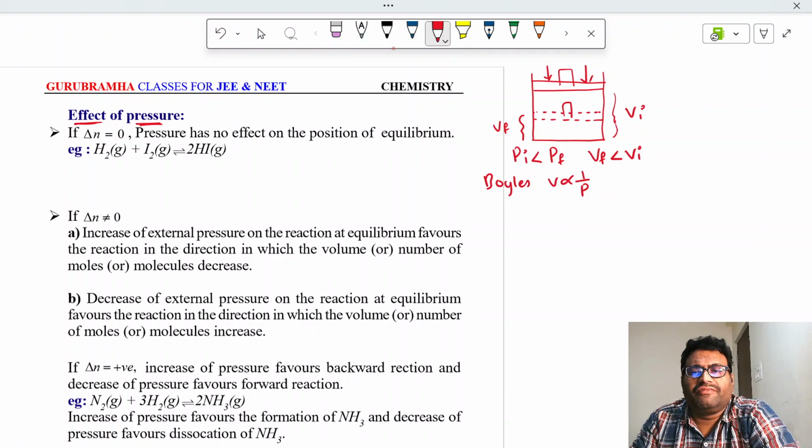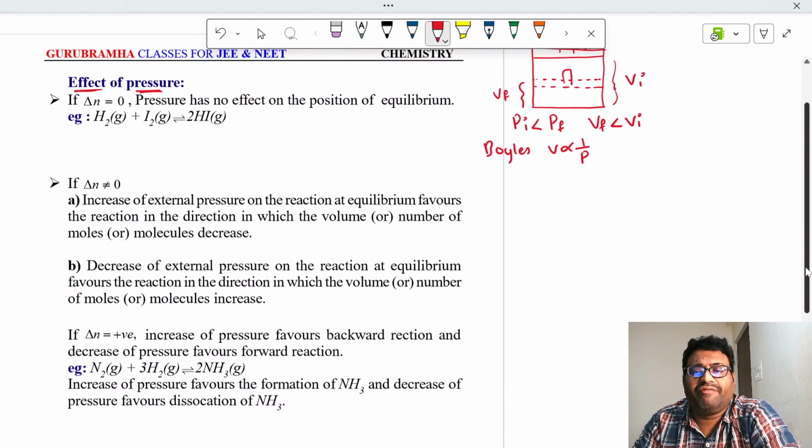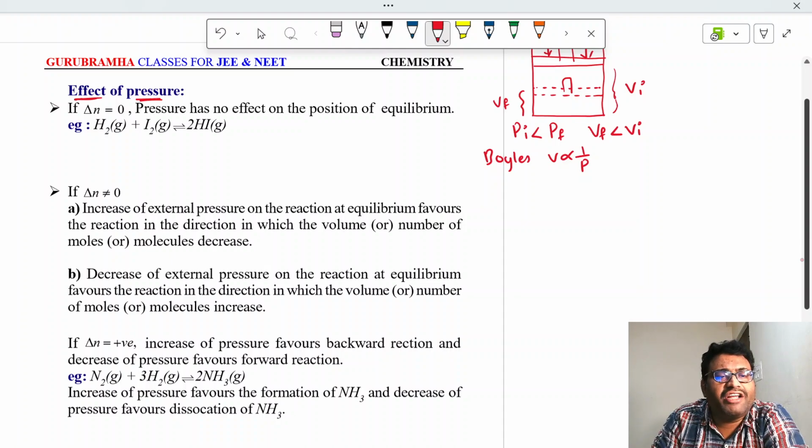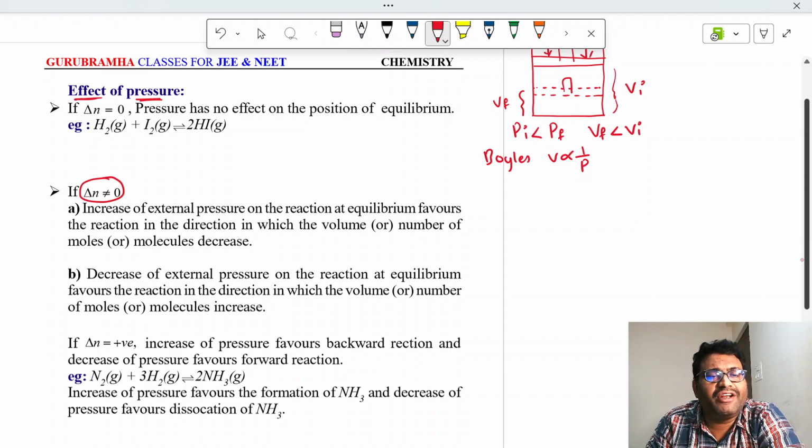So for which type of reactions will this pressure show effect? For which type of reaction will this pressure disturb the equilibrium? When the reactants and products are in gaseous state. So only when there are reactants or products in gaseous state, and when their delta n is not equal to 0, then only it shows effect on the equilibrium position.